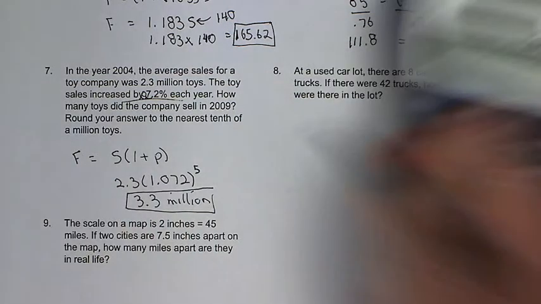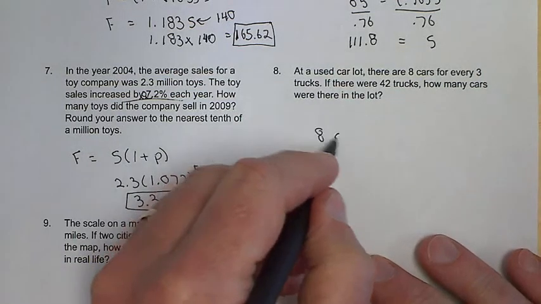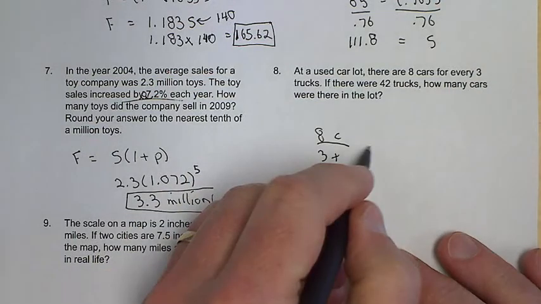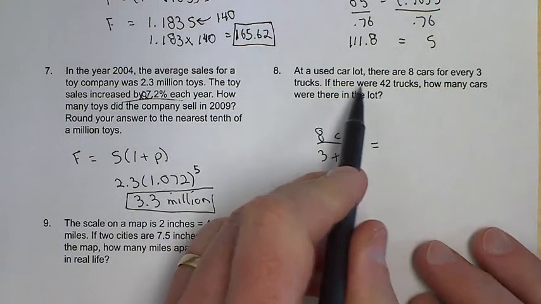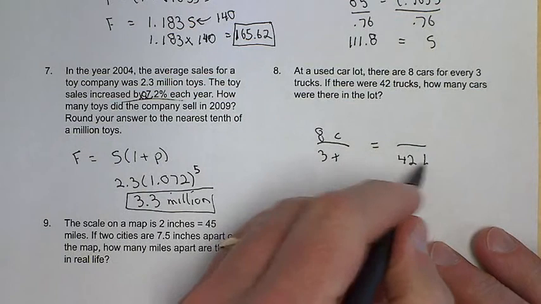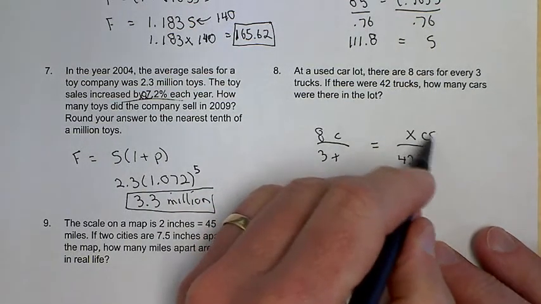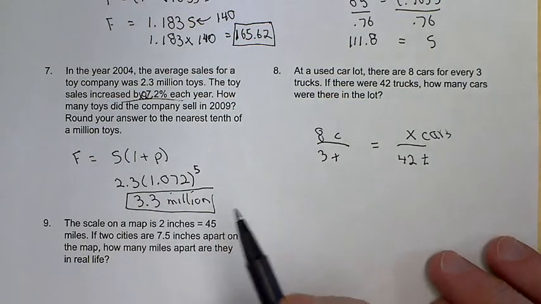Okay. For this one, this is a ratio problem. We've got 8 cars to 3 trucks, okay, and it's going to be the same ratio regardless of how many cars and trucks you've got. So if you've got 42 trucks, we'll put 42 down here in a proportion, and X cars. Okay. There's other ways to answer questions like this.